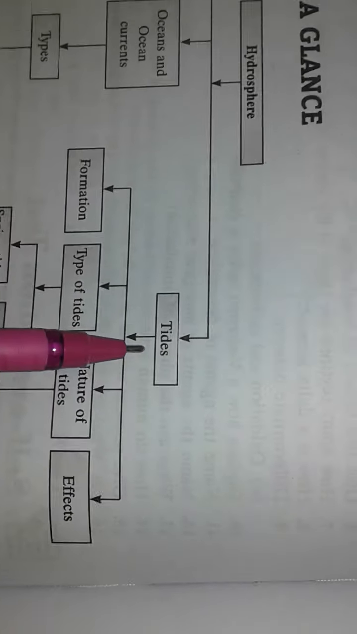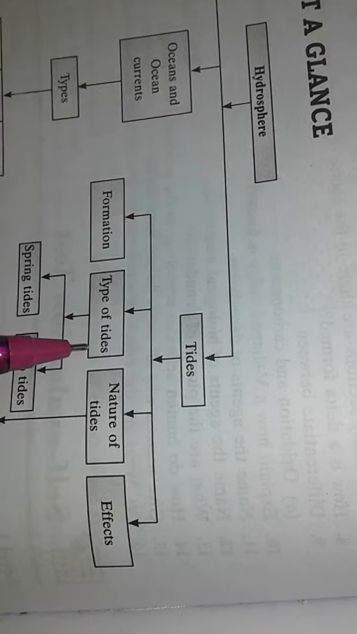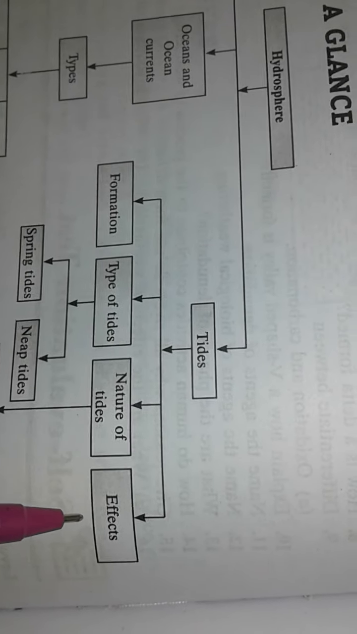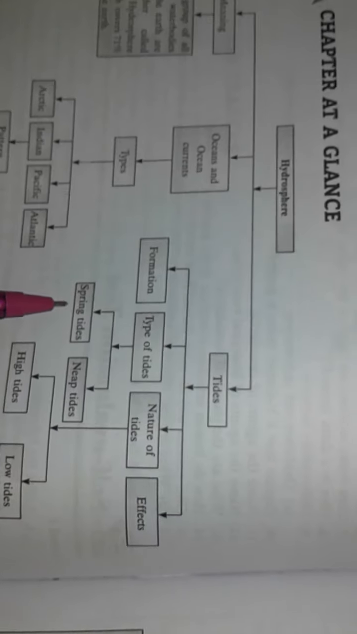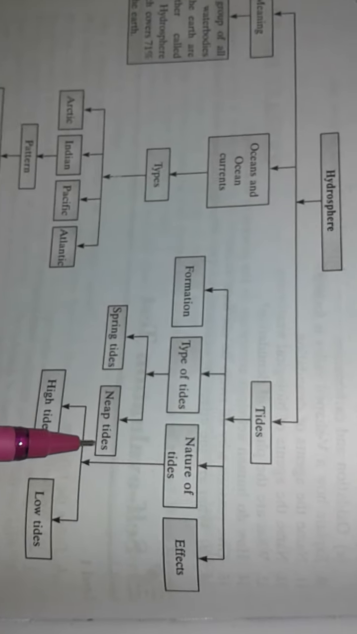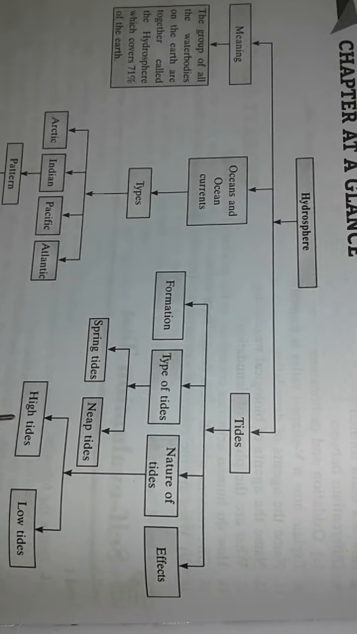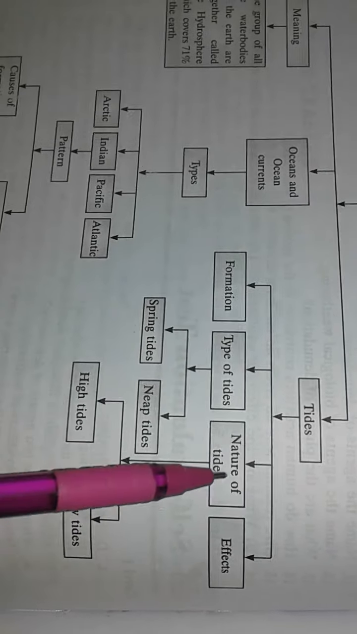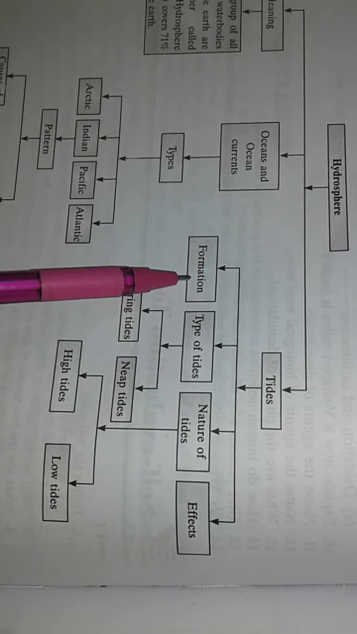So children, we will discuss the tides here. In the tides we will discuss the formation, types of tides, nature of tides, and effects. In the types of tides we will discuss spring tides and neap tides, and in the nature of tides we will discuss high tide and low tide. What is a tide? I already told you. Now, formation: how the tides are formed.